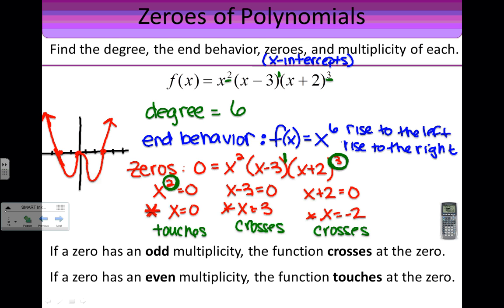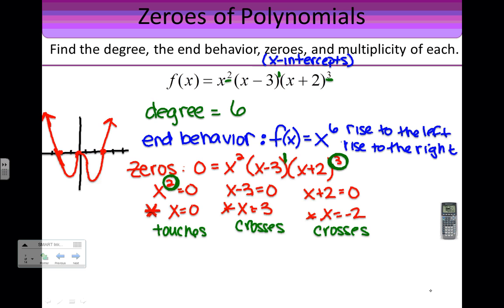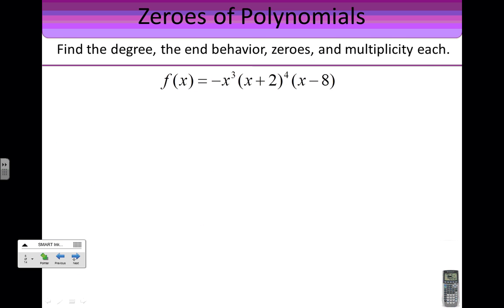Okay, and again, if you want to check that on your calculator, you can. So we have x squared times x minus 3 times x plus 2 cubed. Graph that. You can see it go through, touch, and then go back through. All right. Okay, let's do another one.